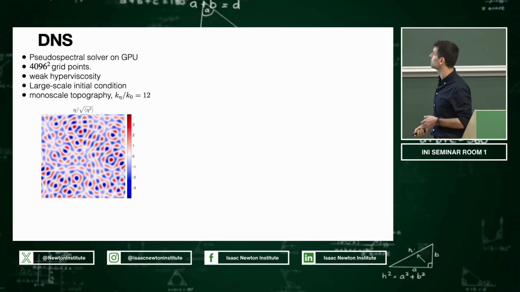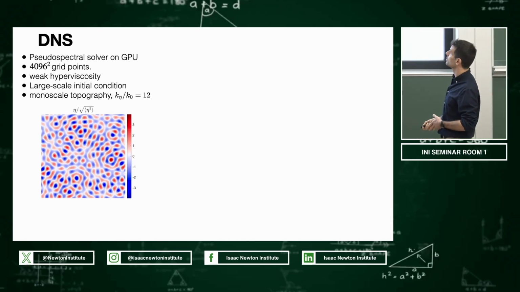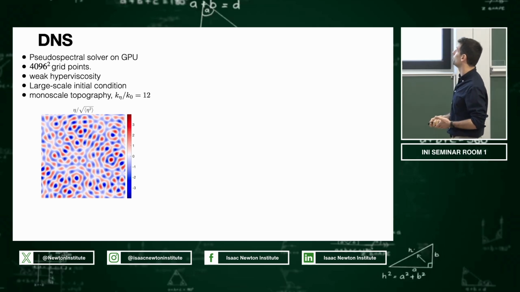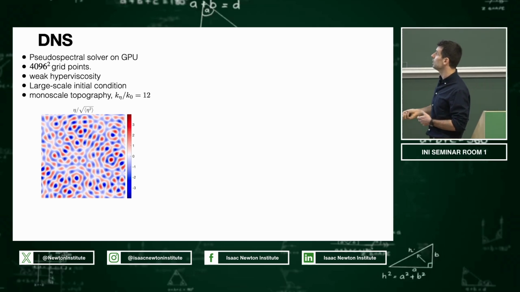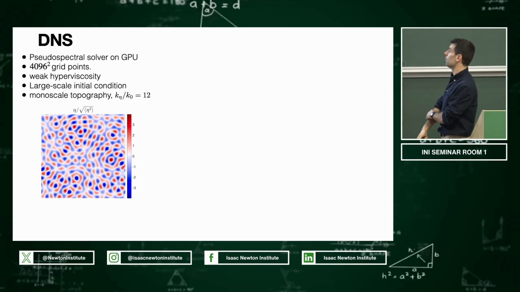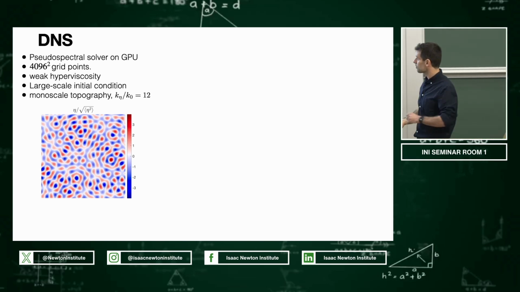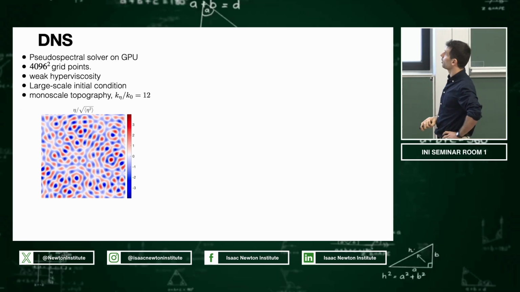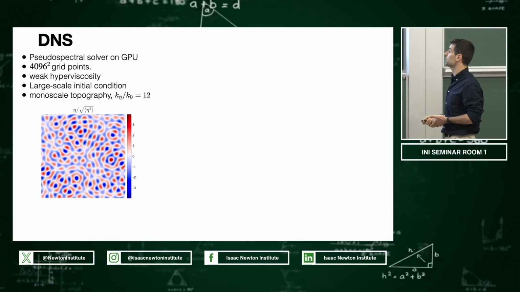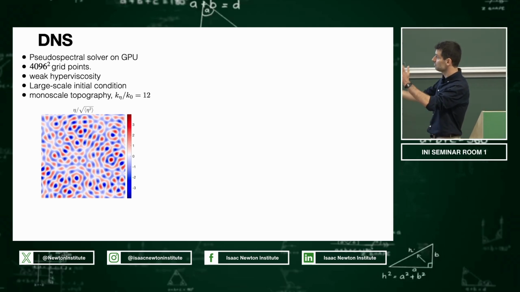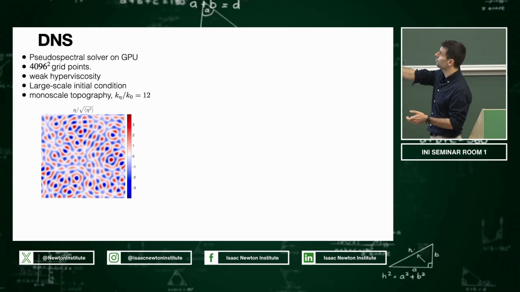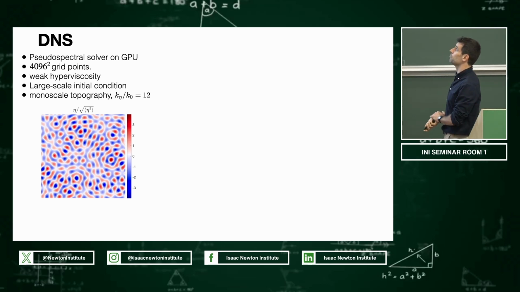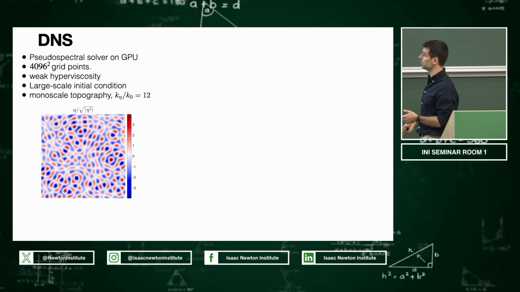We can compare that to direct numerical simulations. I've run pseudospectral DNS on a GPU. The topography is at K eta equals 12, which I will use for all these examples. So it's rather small scale topography. The initial condition is typically at largish scale. I consider K equals 3, something like that, and I start with some psi at K equals 3. And there's very weak hyperviscosity, and I check that the results are independent of the low value of the hyperviscosity.